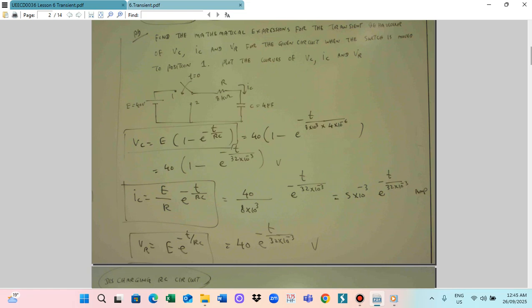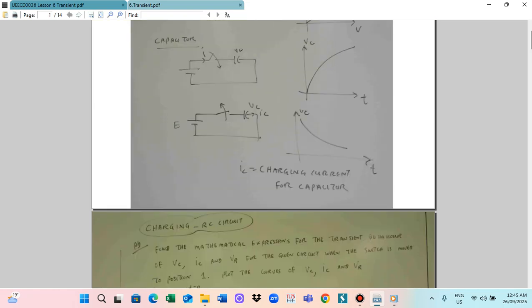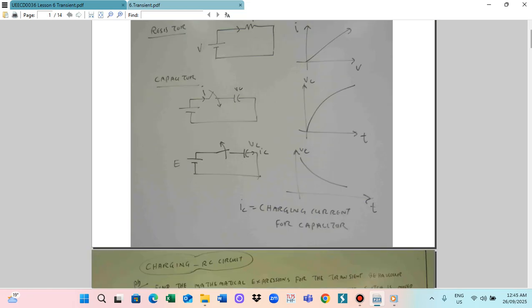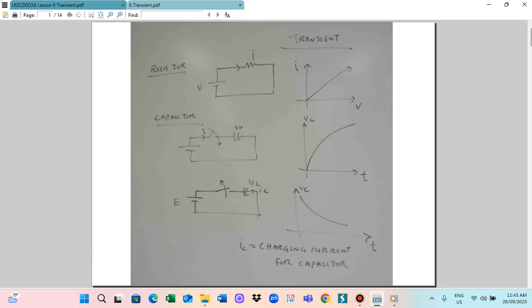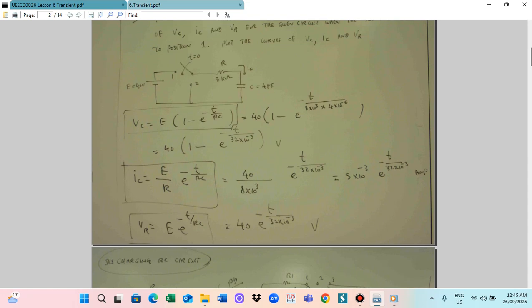When you switch on the resistor, as soon as you increase the voltage, the current will increase instantly. But when you charge the capacitor, as time increases, the current will follow the exponential graph. Similarly, when you switch off, the voltage will go down following the exponential graph. Similarly for the inductor, when you switch on, the current will follow the exponential graph. Switch off, the current will also go down following the exponential graph.